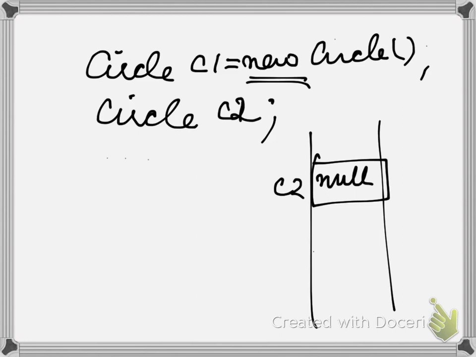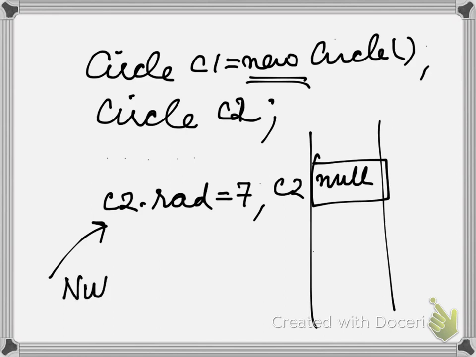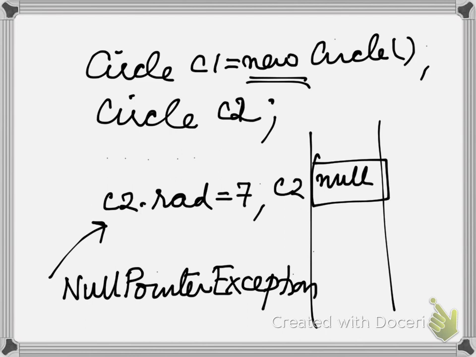So if later on in your program you try to refer to some statement like this, C2.read is assigned 7 or something like this, then this will give you an error. And this error that you get is known as a null pointer exception. Null pointer exception is a very common error that you will get when you do not allocate memory for your object. So any unreferenced object and you try to use it, you will get a null pointer exception.